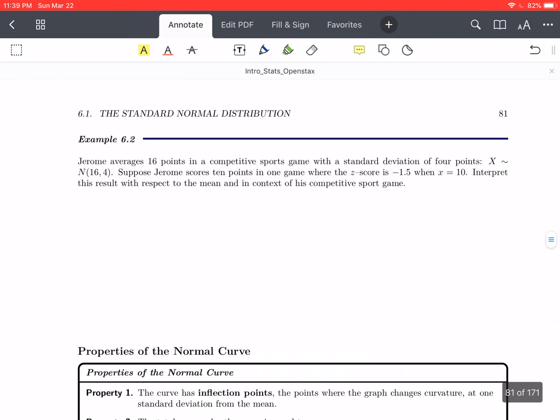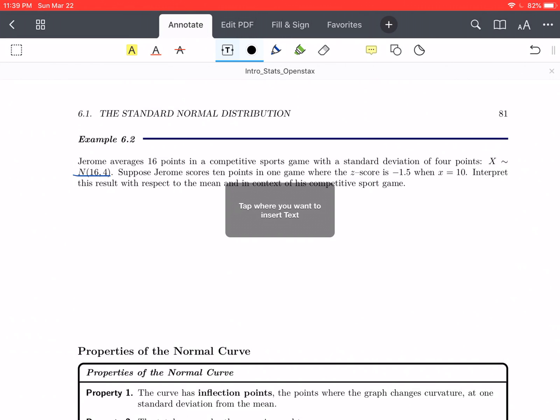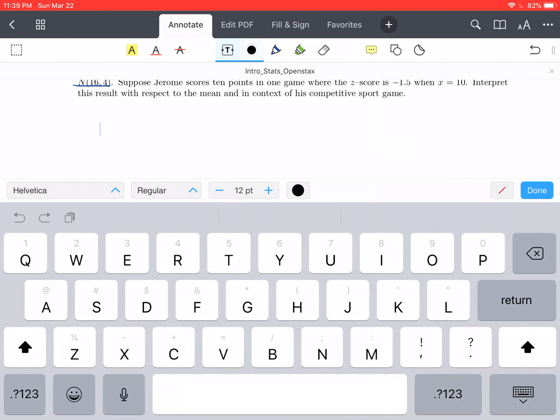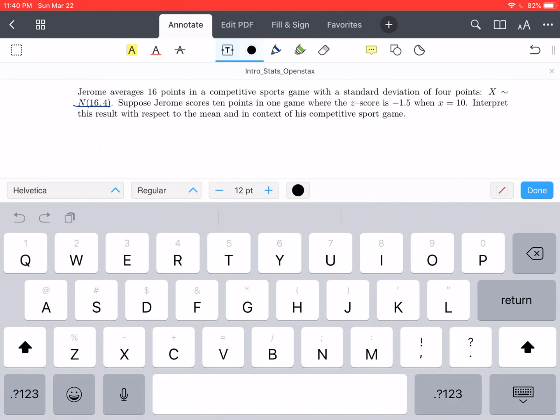In this example, Jerome averages 16 points in a competitive sports game with a standard deviation of 4 points. So it's normally distributed, mean of 16, standard deviation of 4, so that's this right here. Suppose Jerome scores 10 points in one game where the z-score is negative 1.5 when x equals 10. Interpret this result with respect to the mean and in the context of his competitive sport game.